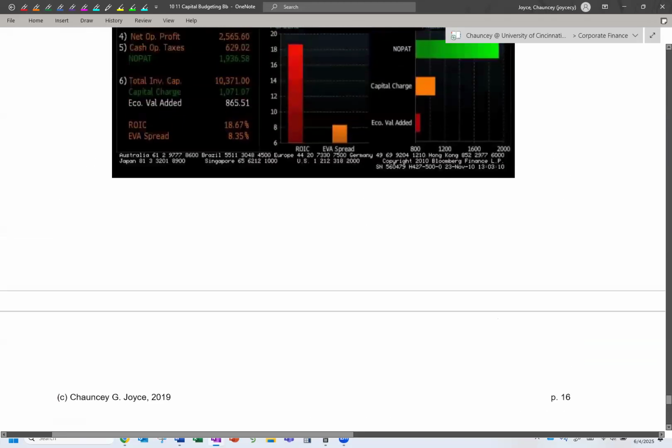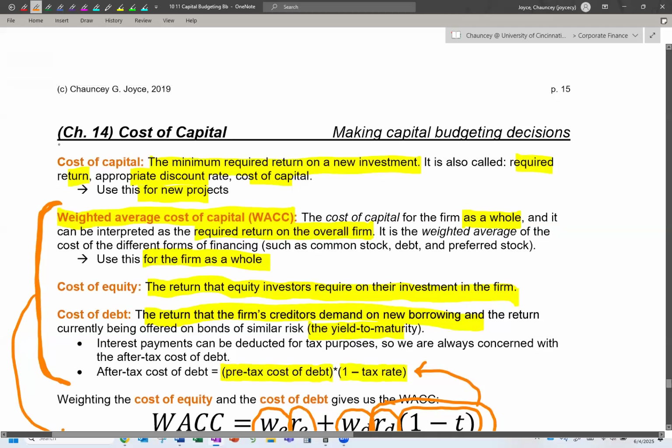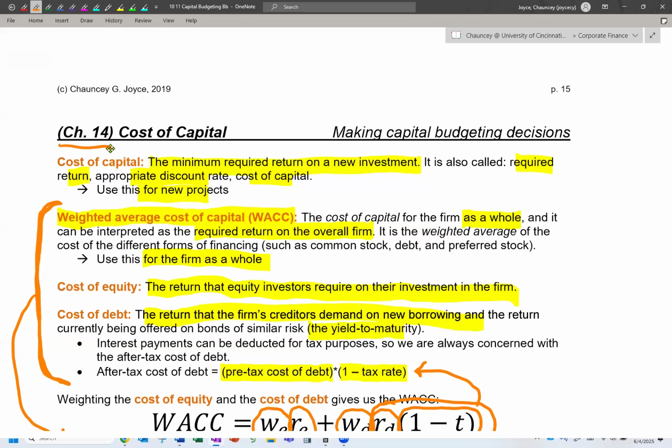And WACC was actually chapter 14. But I wanted to throw some of those pieces in there because I know interest rates can get confusing for students. So I want to provide some clarity now while I had your attention.